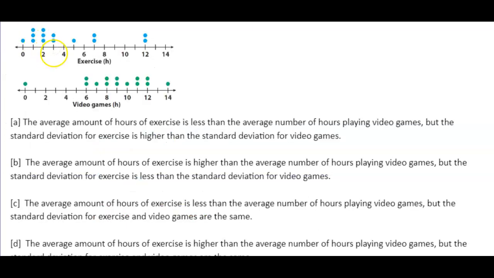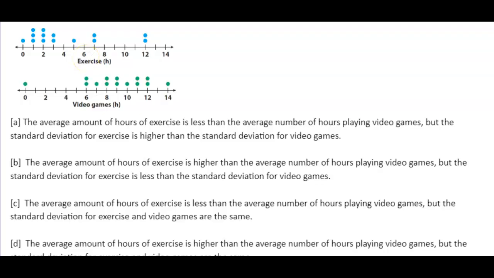We are given two dot plots. We want to compare their means and their standard deviations. One is relative to the average amount of exercise versus the average amount of time spent playing video games. We want to know which of these statements is true. Both of them relate the mean and the standard deviation. So we're going to go ahead and calculate those for each of these dot plots.